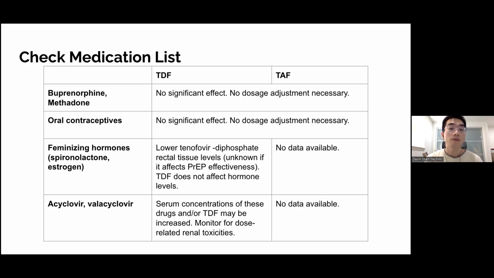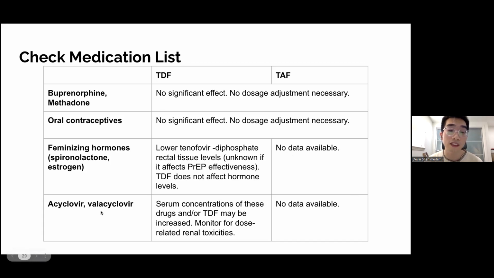And with people using gender-affirming therapy, adherence becomes quite important just because it's unknown whether the decrease in the tenofovir concentrations in the rectal tissue would affect PrEP effectiveness. So adherence becomes very important. There's no data for TAF, which is in Descovy. There's no data for Descovy for people who use gender-affirming hormones.